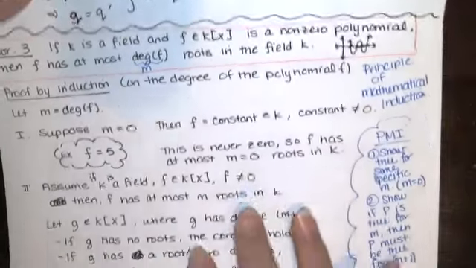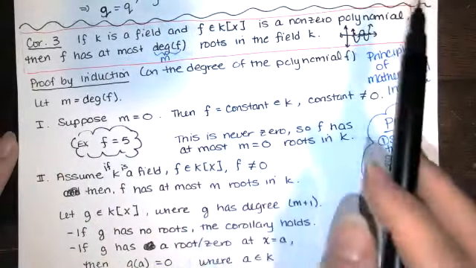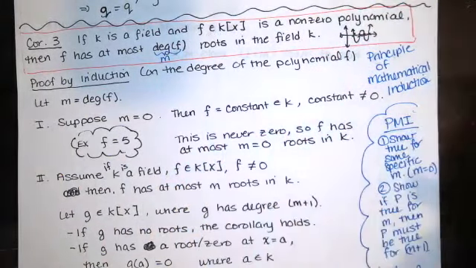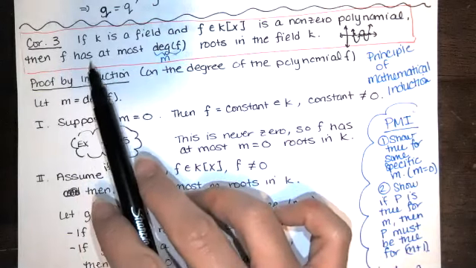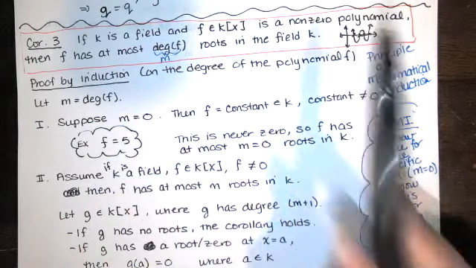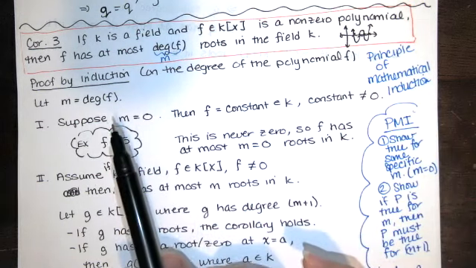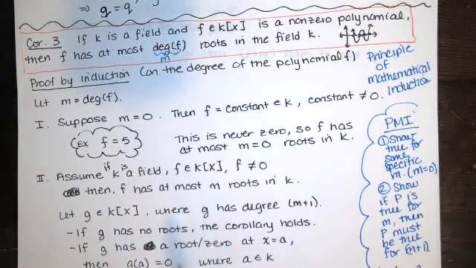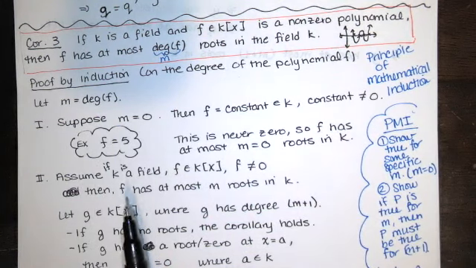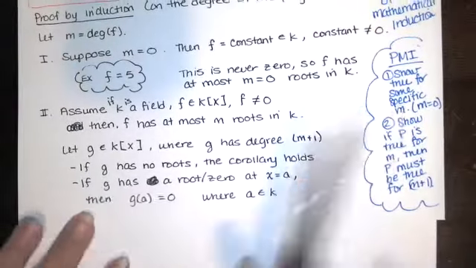Okay, now if you're like, what was that about? Let's go through that one more time. The corollary says that k is a field, and we're talking about non-zero polynomials with coefficients in that field. Then that non-zero polynomial will have at most degree f roots in the field k. So a 4th degree polynomial has at most 4 roots, a 5th degree polynomial has at most 5 roots. And we proved that by induction on the degree of f. First we said, what if we're talking about a degree 0 polynomial? So just a constant. Obviously, it has at most 0 roots. Makes sense. Then we said, okay, let's say that this is true for m.